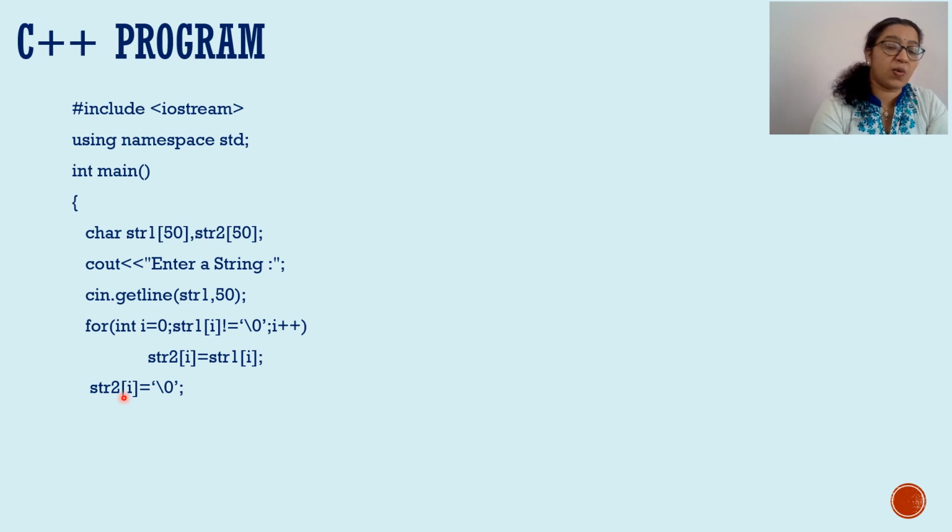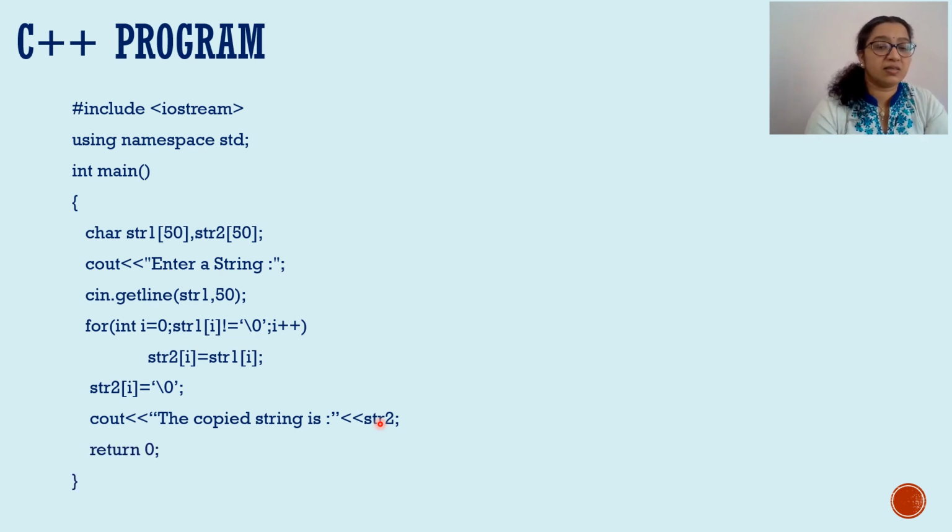Got it? Now how can we print str2? By using a cout statement, we can directly print the copied one. So cout, the copied string is str2. All the letters are copied in str2 now. So it's very simple, right? Only one for loop is needed for copying all this. So now we can end the program. Okay, now we can see the structure and the example.